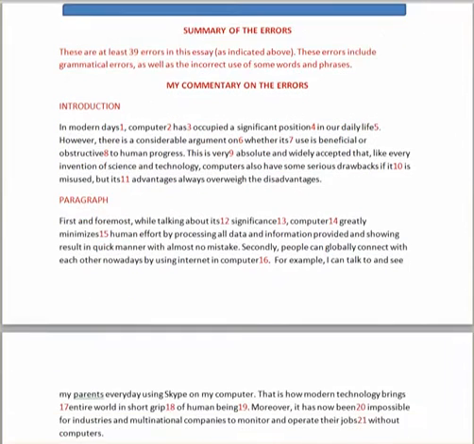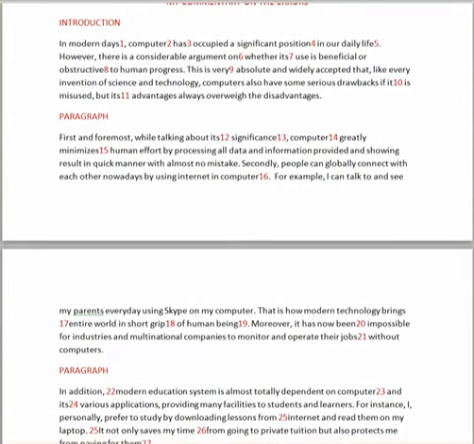First and foremost, its significance, their importance. Now, significance, wrong use of the word significance. First and foremost, while talking about their importance, their value, computers significantly minimize human effort by processing data and information quickly and with virtually no mistakes.